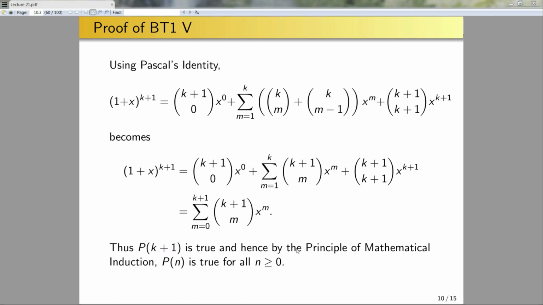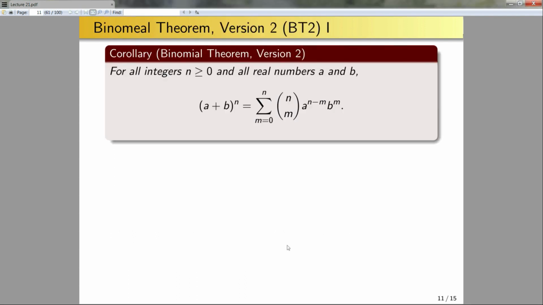So yeah, now let's look at a corollary, Binomial Theorem version 2. So this is the version that's in your book, again with the caveat that I'm starting at 0 instead of 1. So for all real numbers a and b, a plus b to the n is equal to this expression here. So note the only thing that really changed between Binomial Theorem version 1 and Binomial Theorem version 2 is that before I had a is equal to 1 and b is equal to x, and now I have a and b where these are arbitrary real numbers.